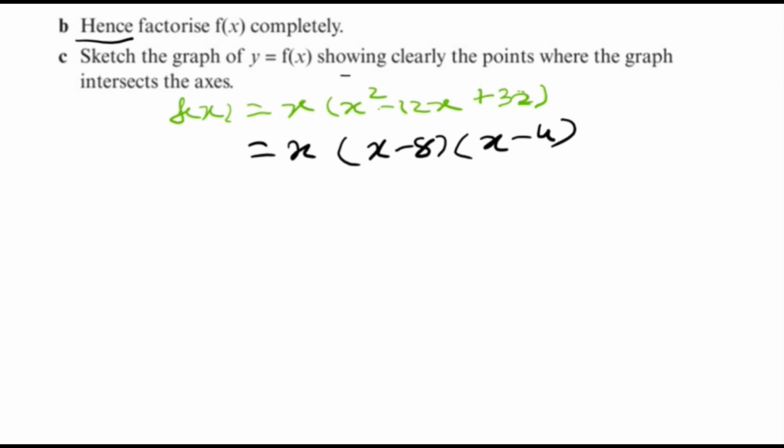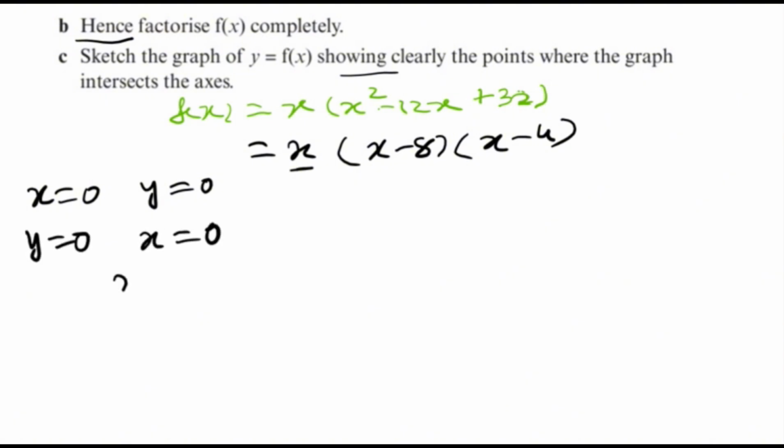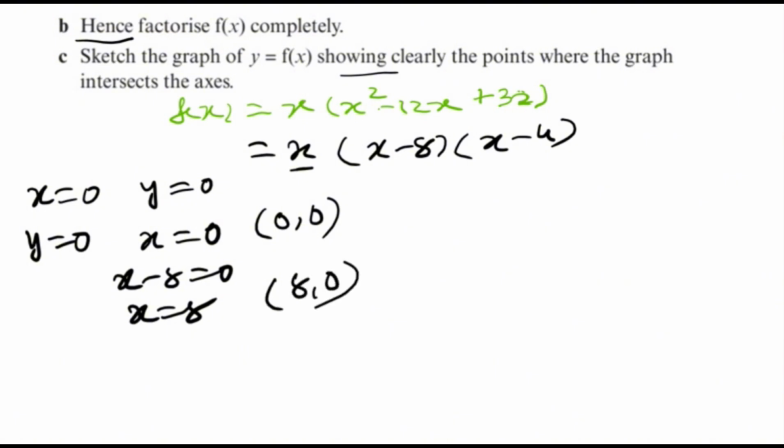Now we have to sketch the graph of this function. Now, to sketch, we have to find the intersection points. So I know x is equal to 0 because x is here, so y is also equal to 0 because the whole thing multiplied by 0 is 0. If y is equal to 0, x is equal to 0, x minus 8 equal to 0, so x is equal to 8. So one coordinate is 0, 0, the other coordinate is at 8, 0, and x minus 4 equal to 0, x is equal to 4. So this is 4, 0. So I am getting these coordinates.